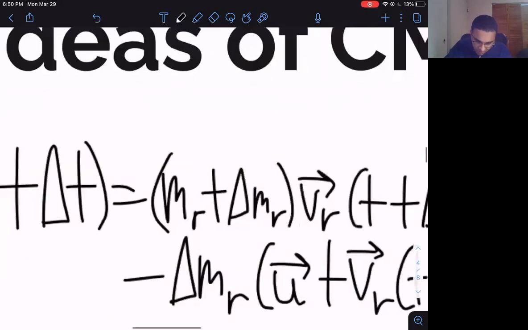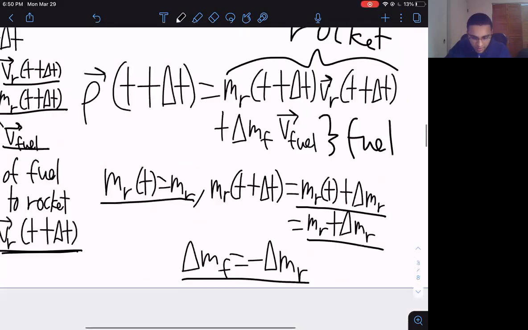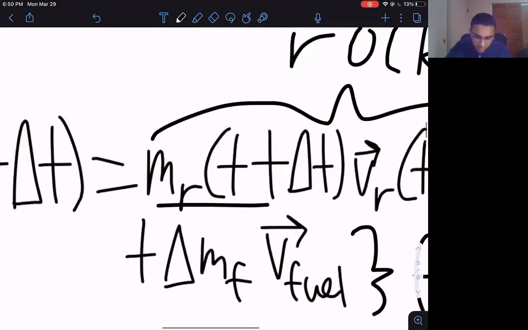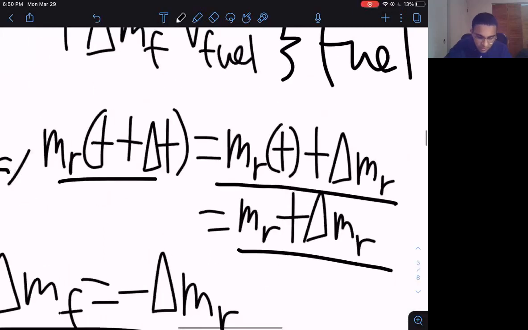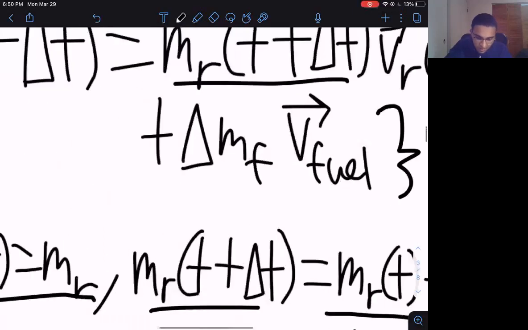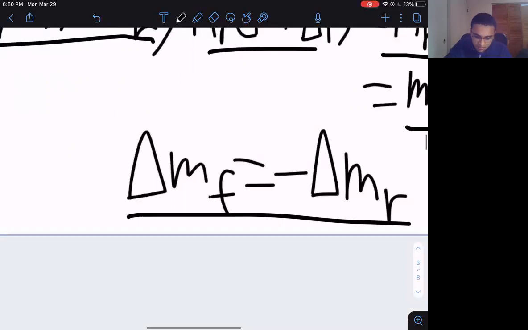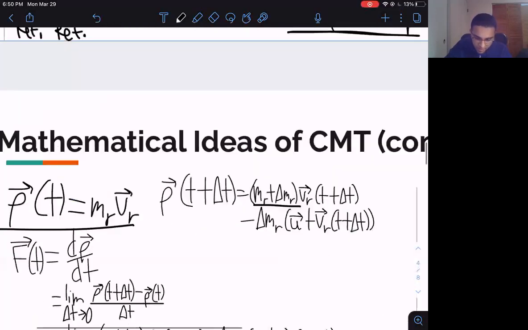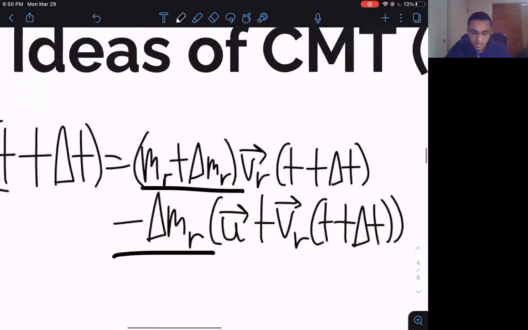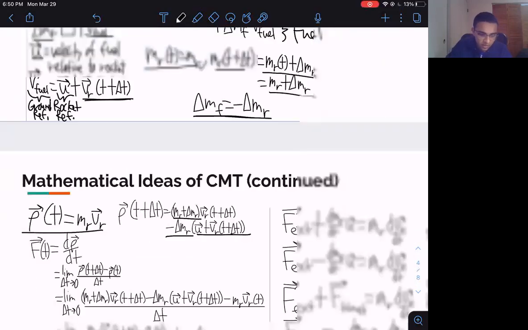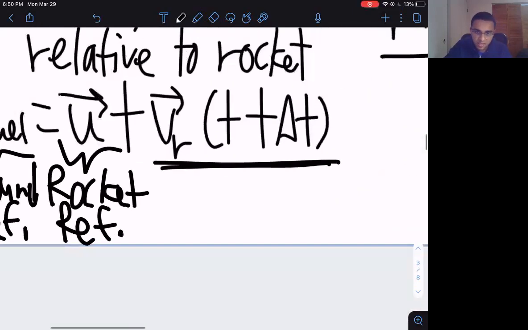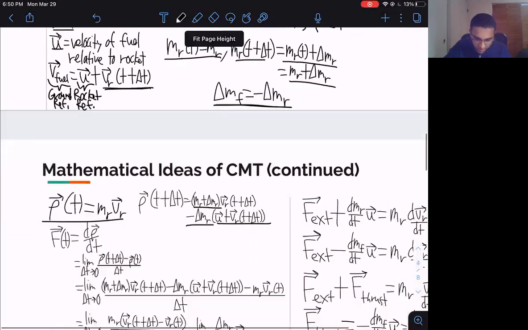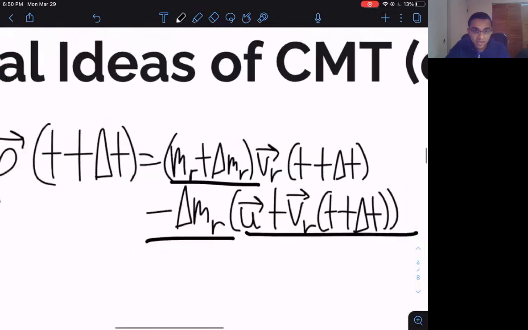Well, you see this m sub r plus delta m sub r term over here. That came from this m sub r at t plus delta t and this simplification over here, right? Then you have this delta m sub f term, which we use this simplification over here, and you get negative delta m sub r, right? Whereas this is just your v sub fuel, which we covered back here. Substitute that in here, you get that. So I'm just putting the pieces together, right?